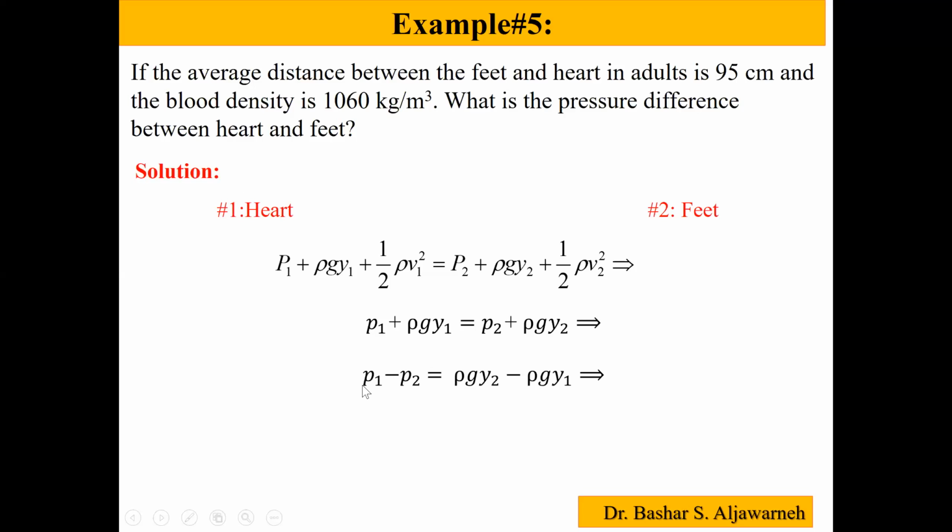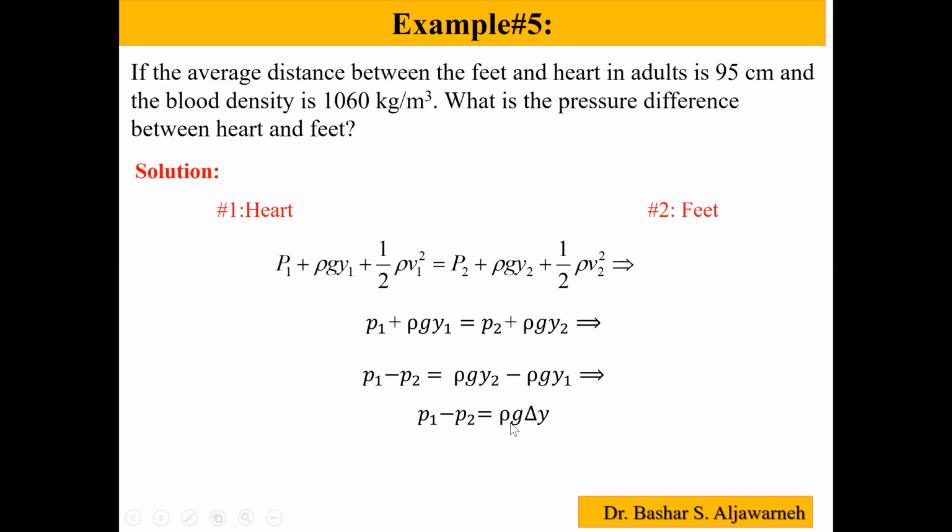So from here, P1 minus P2 will be rho g y2 minus rho g y1. Now, let me take rho g as a common factor. You will get the following formula: P1 minus P2 equals rho g delta y.